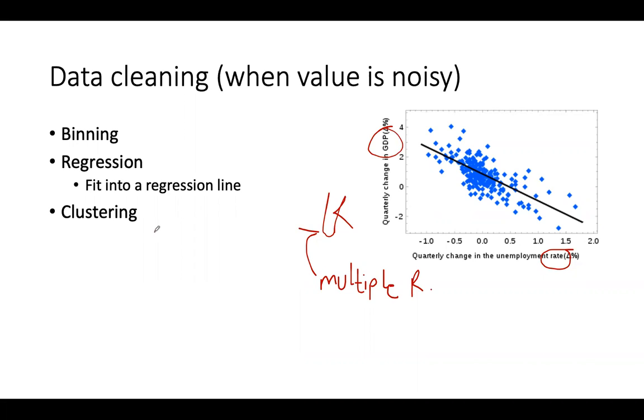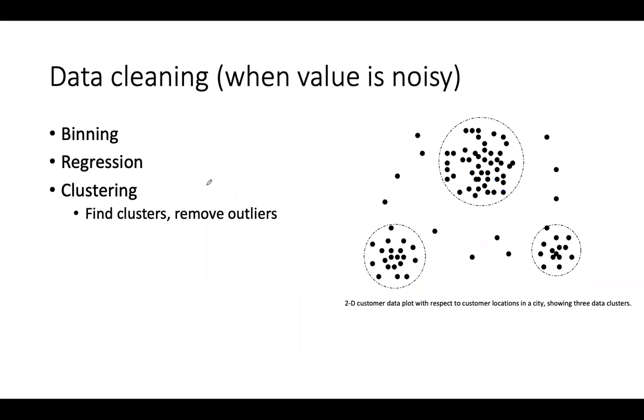Lastly, the last strategy for handling noise is something called clustering. Clustering here, we can also call outlier analysis, or you can also call this cluster analysis. In literature, you'll find that we use these terms interchangeably. Now, by definition, what is an outlier? An outlier is just a value that is far away from any cluster.